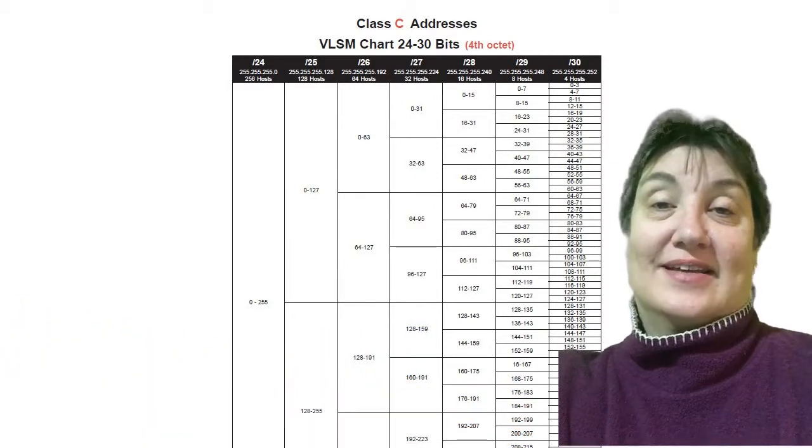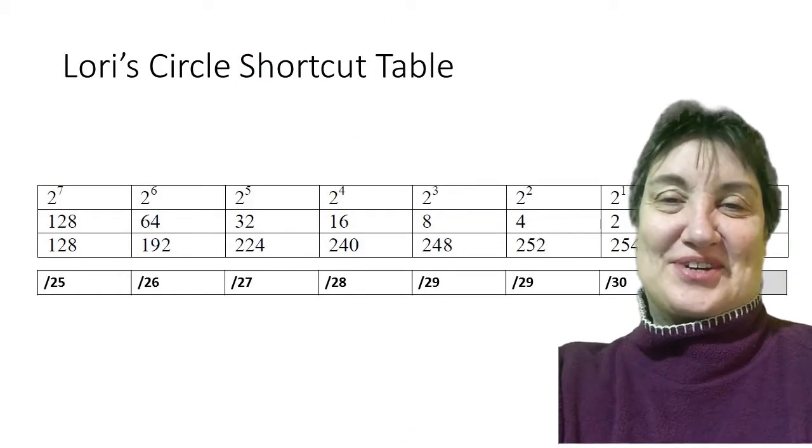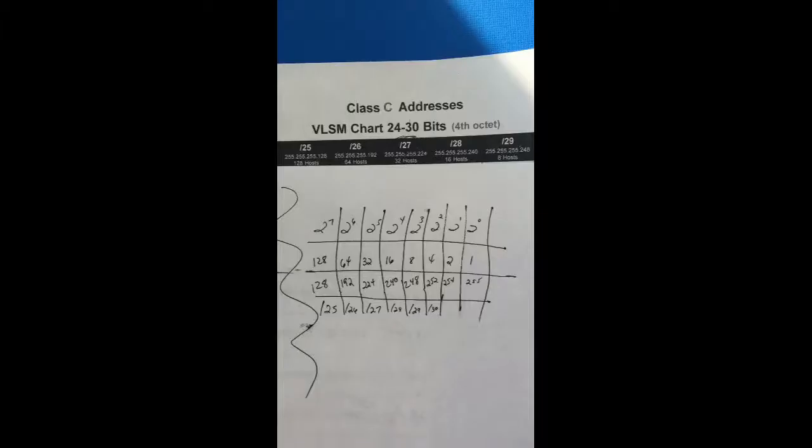Now that you know the table method, let's see how you can do it without a table just by knowing Lori's circle shortcut. Okay, so now we're going to take the table away. The table is a crutch, but you know what? It's really good to have. You can do things quickly. Now, let's say you're sitting down for the CCNA exam and you don't have that table. What are you going to do?